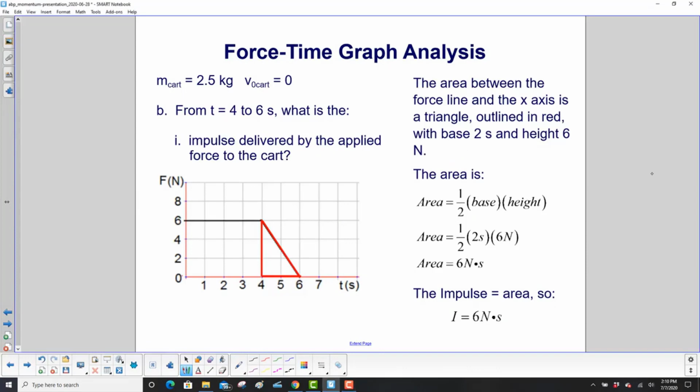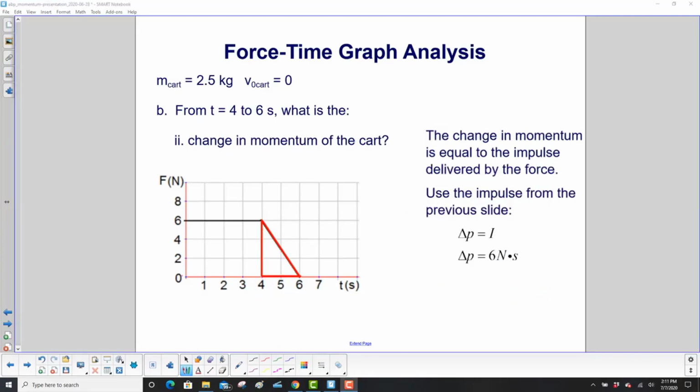Now we're going from t equals 4 to 6 seconds. We want to find the impulse delivered. So here's 4, here's 6. So we mark that out as our base. Then we take the area under the force curve. So this time, instead of a rectangle, we have a triangle. So once again, we take the area because the area of this will be our impulse. So for a triangle, it's 1/2 base times height. We put our units in here. The base is 2 seconds. The height is 6 newtons. And then we multiply through, we get 6 newton seconds. And yeah, I kind of switched the newton second around. That's okay. Impulse equals area, so the impulse delivered is 6 newton seconds.